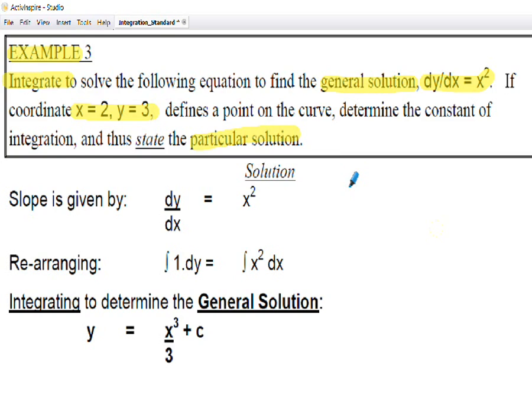So let's go through that process. So given that dy by dx is equal to the function x squared, I'm going to rearrange that by multiplying both sides by dx and integrating. So I integrate on the left hand side 1 with respect to y, and on the right hand side I've got integration of the x squared with respect to x. So both standard forms of ax to the n, and if you look in your tables, that will give you y equals x to the 3 upon 3 plus the c from our standard integral tables.